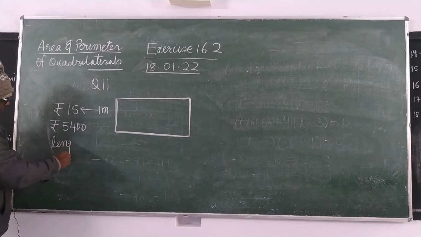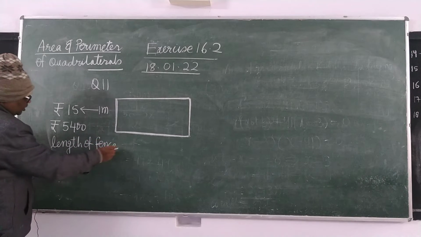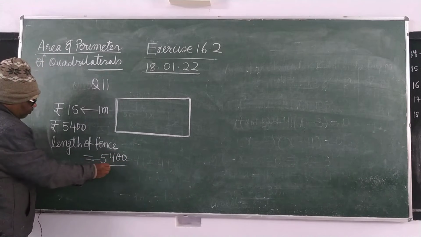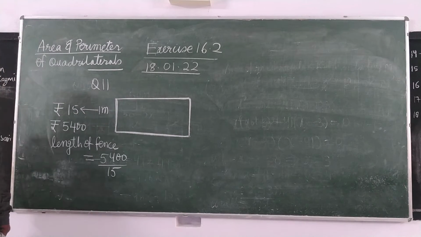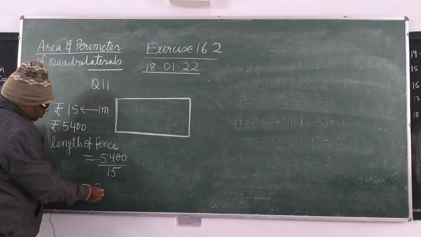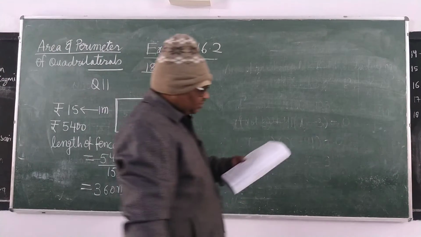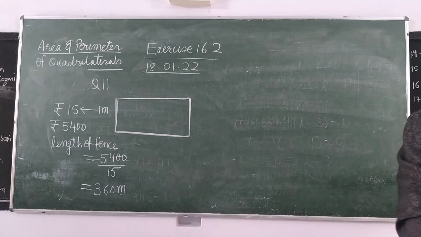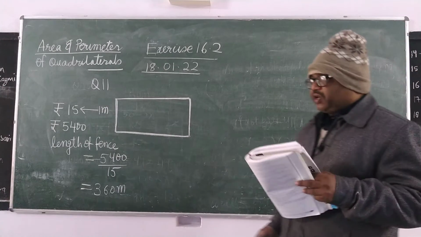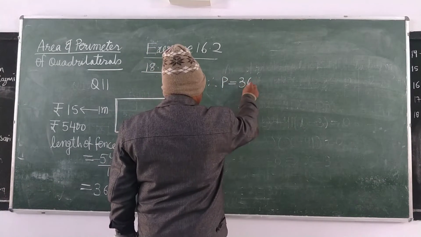Length of fence. From here you can see here what will be the length of the fence. Total cost is 5400 and cost of 1 meter is rupees 15. So 360 meter. This is the total length of the fence. Now total length of fence is 360 meter means this is the perimeter. It will be equal to perimeter. So you can write therefore perimeter equals to 360 meter.